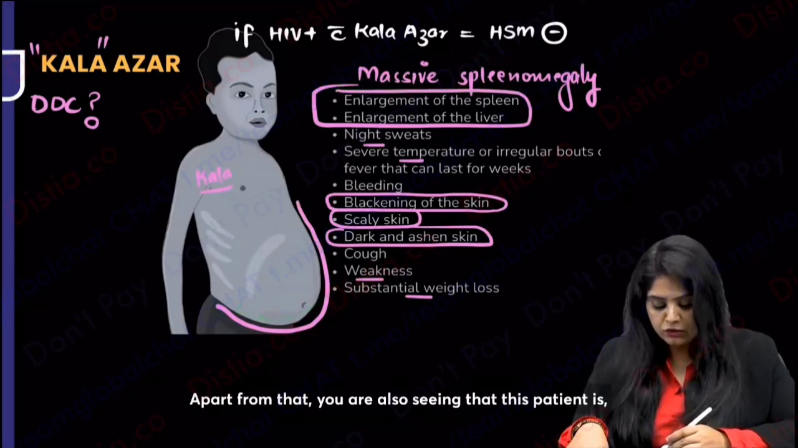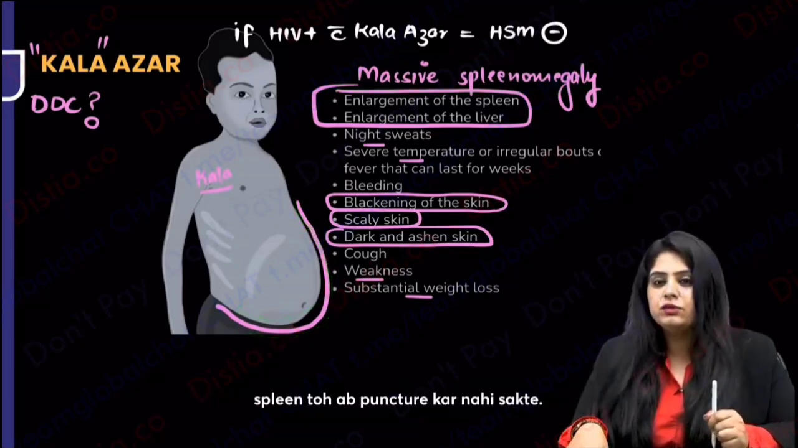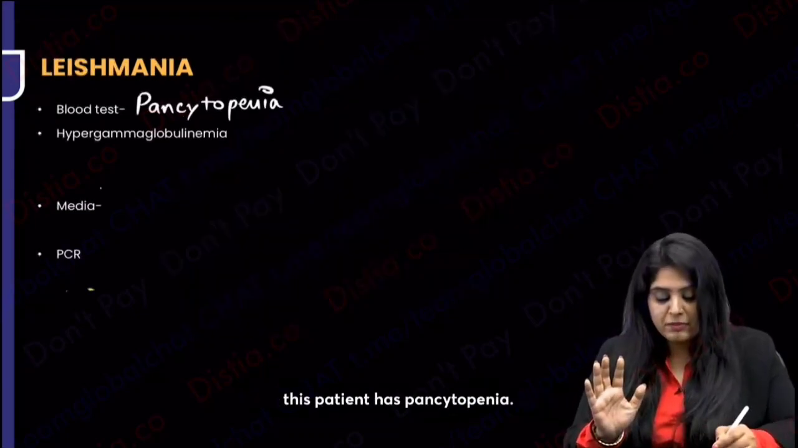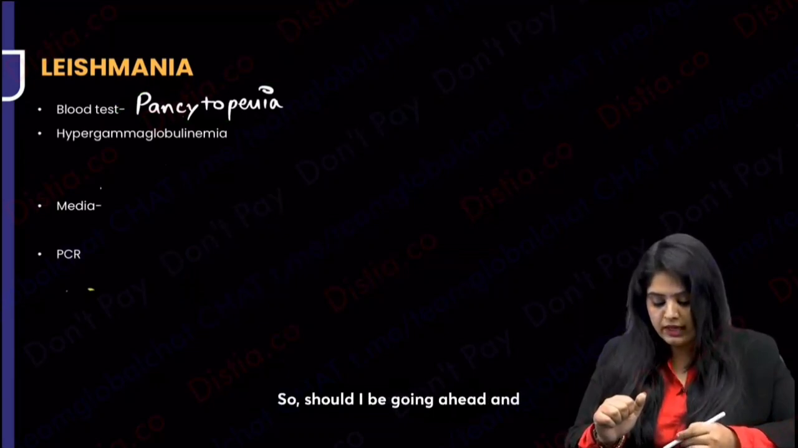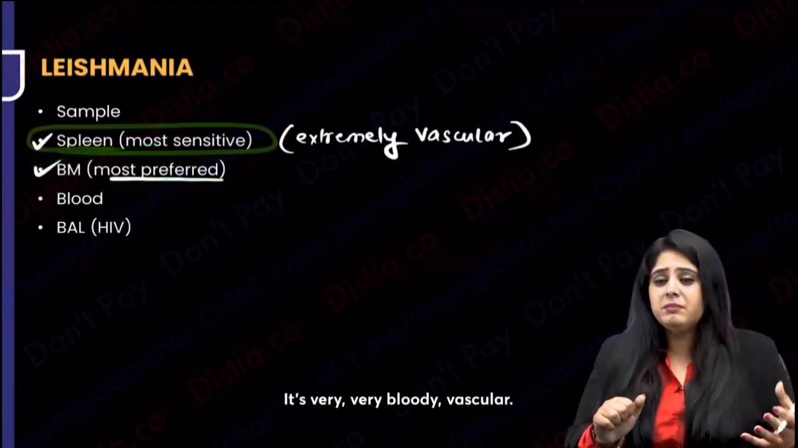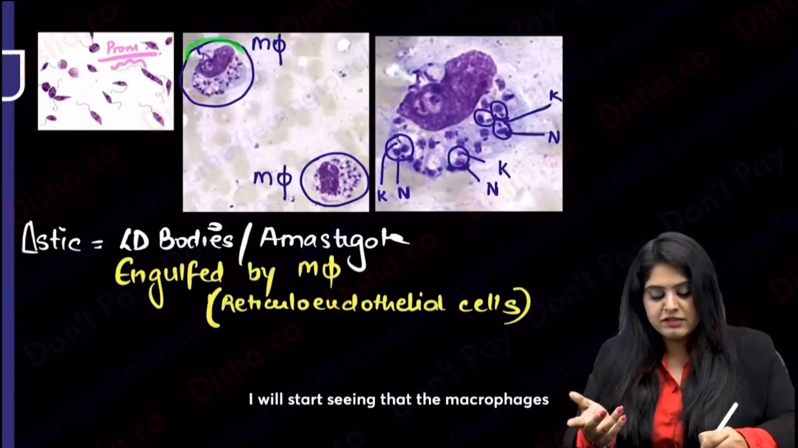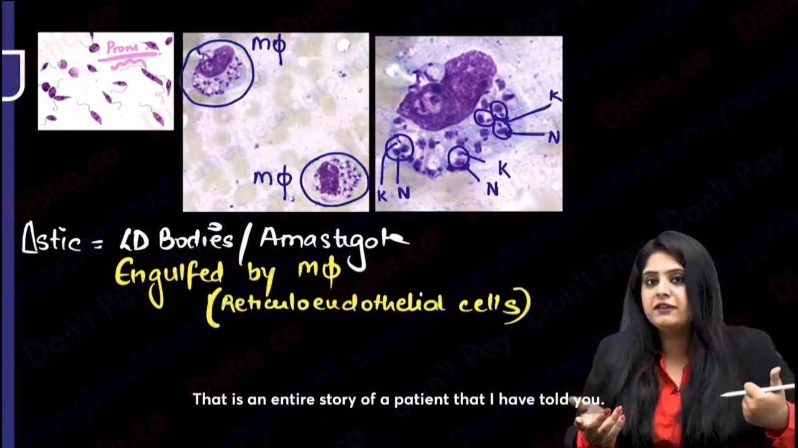Apart from that, you cannot puncture the spleen. So you said that first let me do a blood test. In that blood test, you found that this patient has pancytopenia. You'll be like, okay, something is problematic in the bone marrow. So should I be going ahead and doing the bone marrow analysis? Of course, the spleen I can't puncture. It's very, very bloody, vascular. So I'll go for the bone marrow. And what will I see in the bone marrow? I will start seeing that the macrophages are showing me LD bodies. That is an entire story of a patient that I've told you.